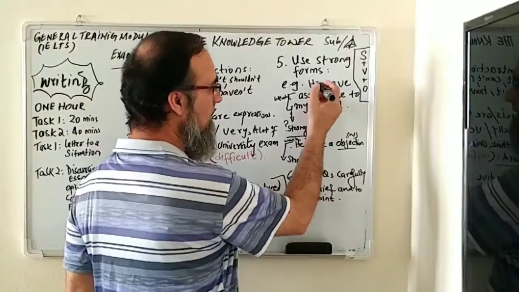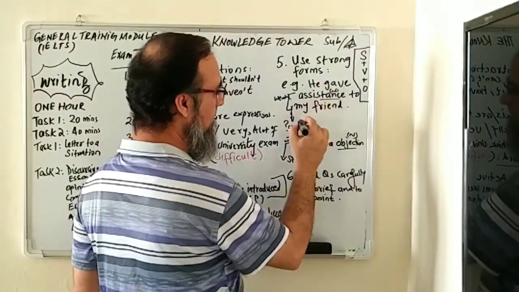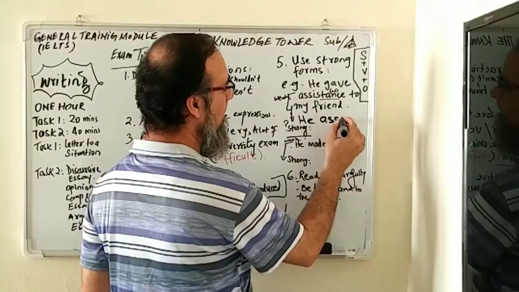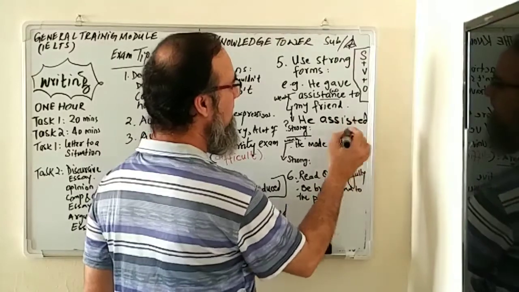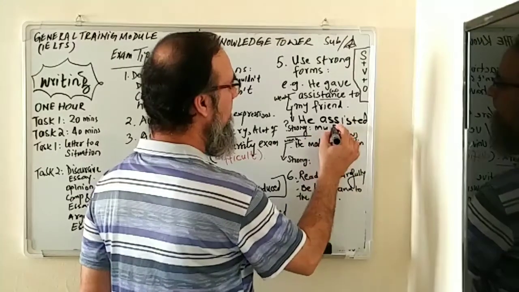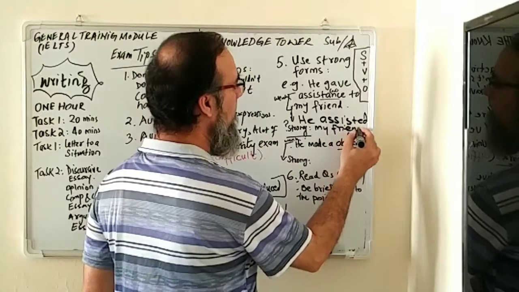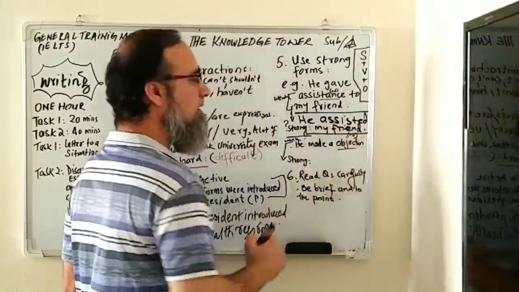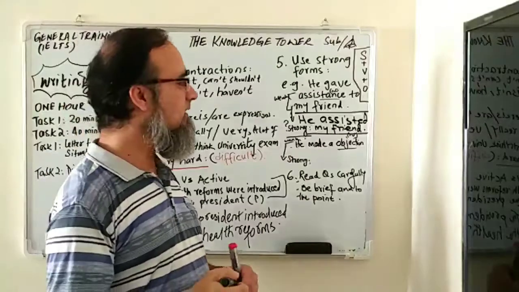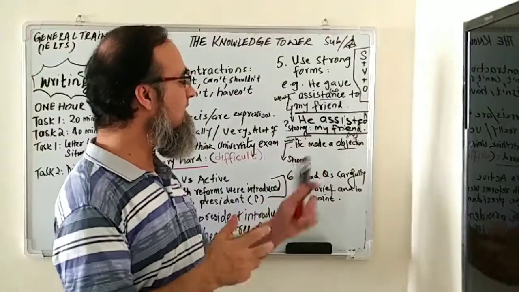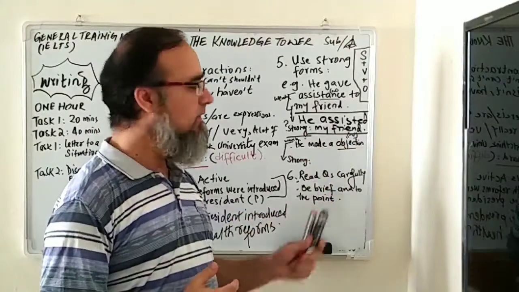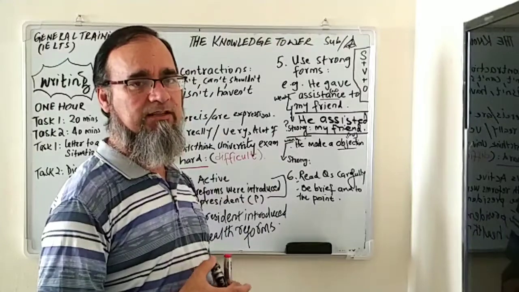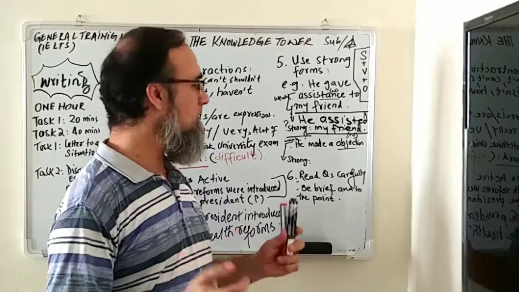For example, you can say that he assisted my friend. That's it. So "he assisted my friend." This is a strong form of the sentence instead of this weak form. Here assisted is being used as a verb in action. So this is a stronger form than this, where you are using assistance as a noun.